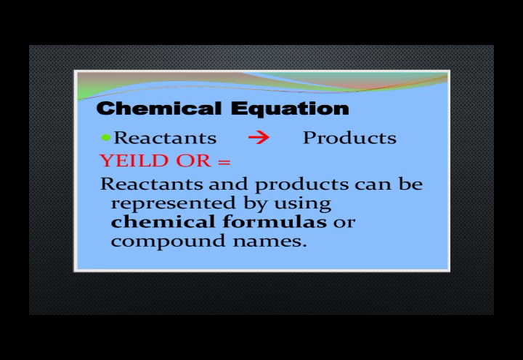So reactants convert into products, and reactants and products can be represented by using the chemical formula or the name of the compound. As we already learned about chemical formulas, the symbolic form of different types of elements and compounds, they show the exact ratio of the elements which are present in a fixed composition. This is all what we have already done in our previous chapter, so it is the continuity of those chapters.